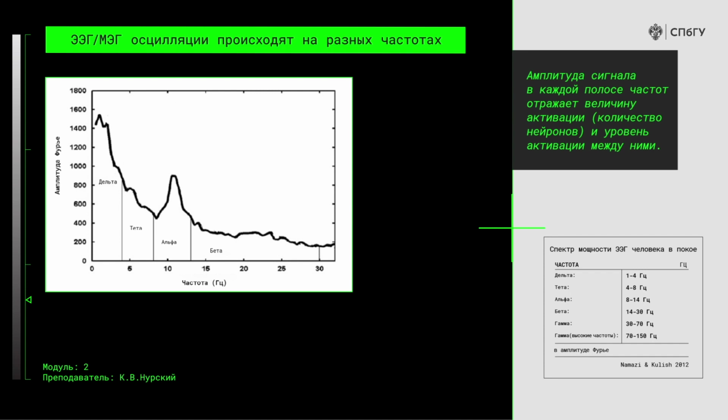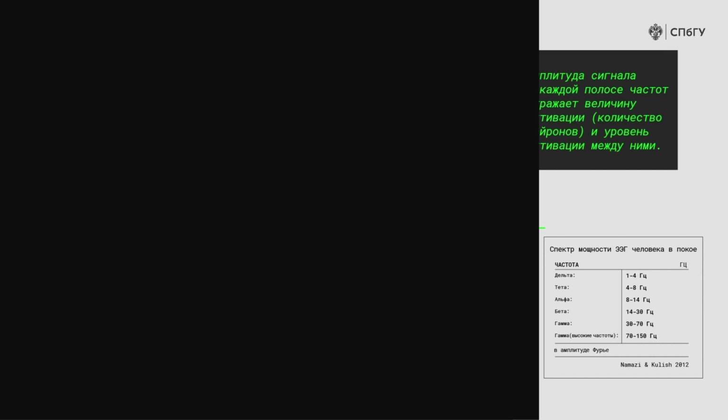This example shows the power spectrum of the human EEG signal at rest. One can appreciate the overall decrease in power with frequency, as well as a characteristic peak that corresponds to the alpha frequency band. Signal magnitude in each frequency band reflects the extent of activation or the number of neurons, as well as the degree of synchrony between them.